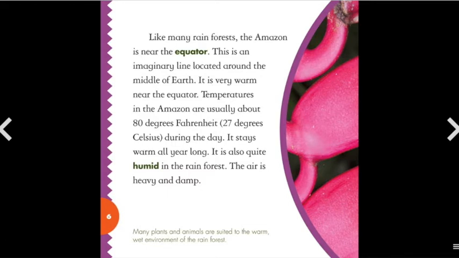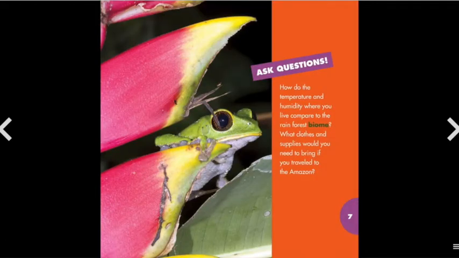You probably know what this feels like. Sometimes in Baltimore, it gets as warm, if not even warmer than the Amazon rainforest, and it's also humid in Baltimore. So we've definitely had days where it's 80 degrees and humid. So you felt what it feels like to be in the Amazon rainforest. Many plants and animals are suited to the warm, wet environment of the rainforest. Like this frog here, living in the warm, wet environment of the Amazon rainforest.